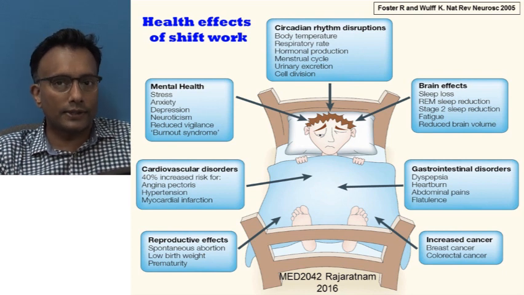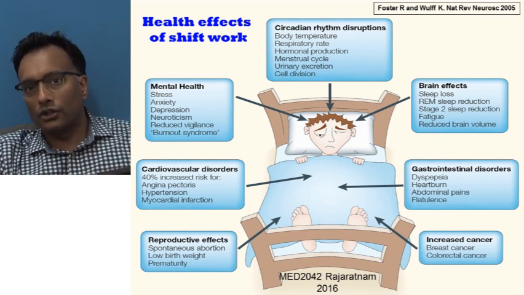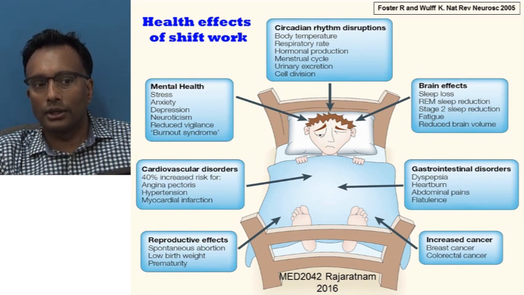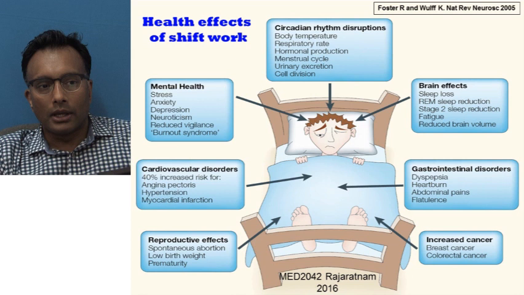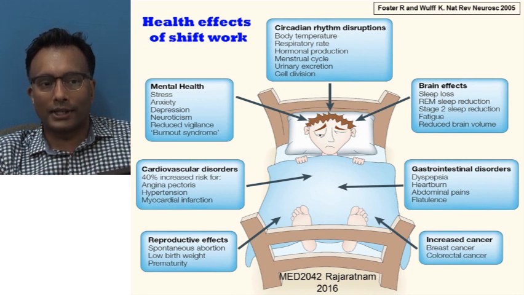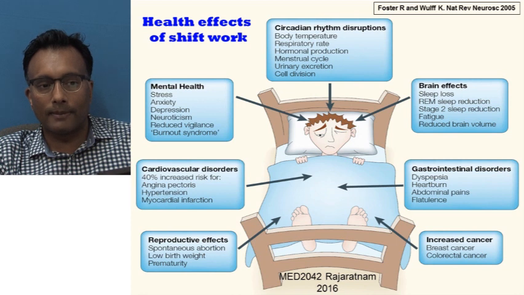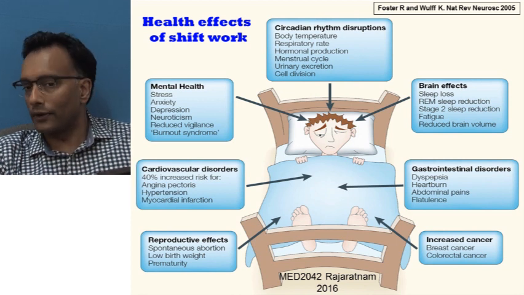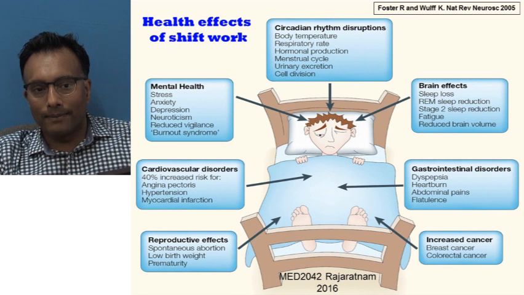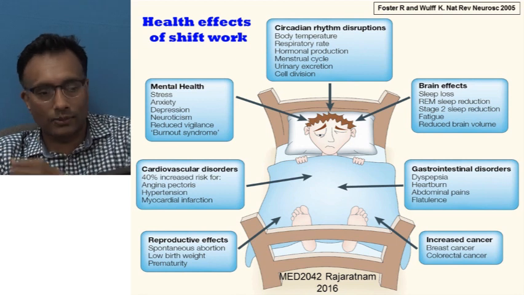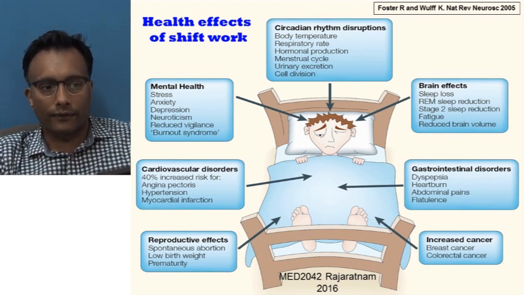To give you an idea, in the Western world, we think about 15 to 20% of the working population are involved in some kind of shift work. So that's a pretty substantial proportion of the working population. Not surprisingly, these people report circadian rhythm disturbances, and you can see that the rhythm of body temperature, respiratory rate, hormone production, and so on, the menstrual cycle, are all disrupted in shift workers. We also know that sleep and core processes that regulate sleep are also disturbed, and we see fatigue as one of the most immediate consequences of shift work.